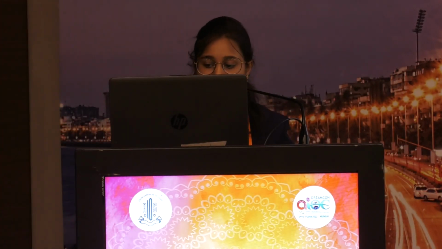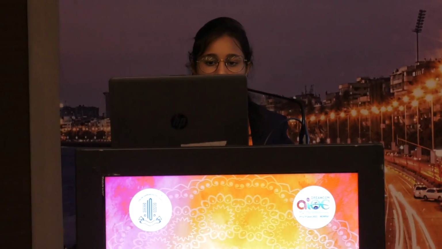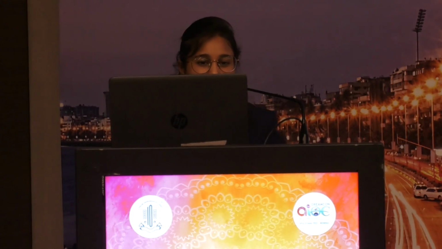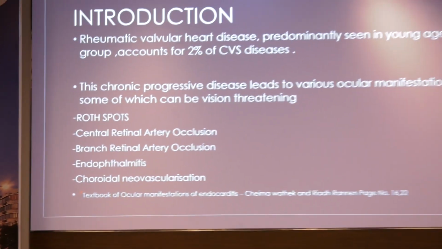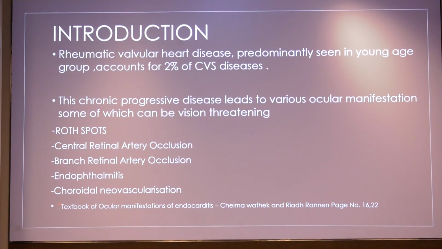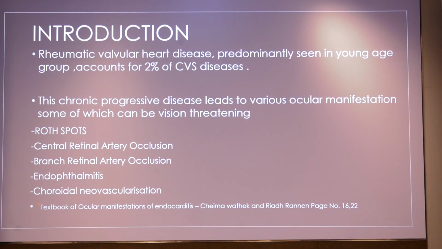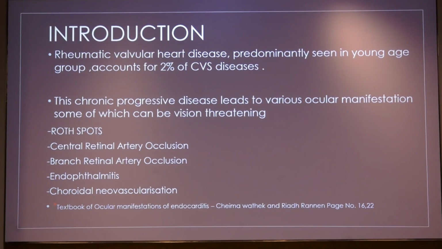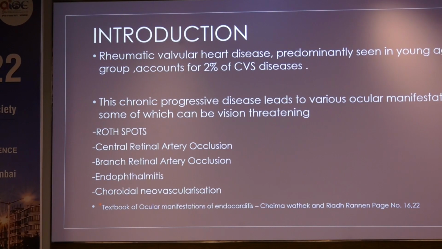Good afternoon, everyone. Today I'll be speaking on the topic: do the eye and heart have a common pathway? Starting with rheumatic valvular heart disease, predominantly seen in the young age group, it accounts for 2% of the serious diseases. This is a chronic progressive disease which leads to various ocular manifestations, some of which may be vision threatening, like Roth spots, endophthalmitis, BRVO, etc.